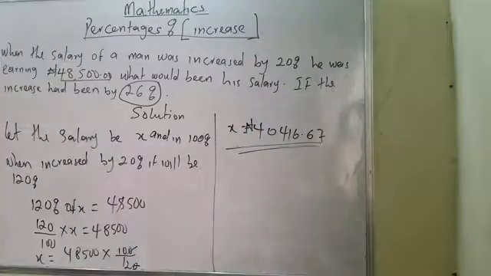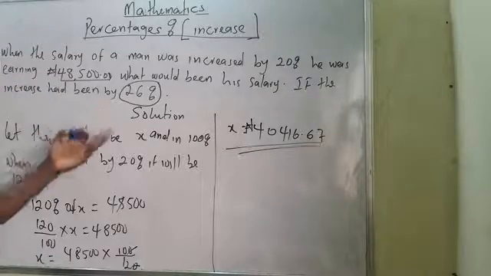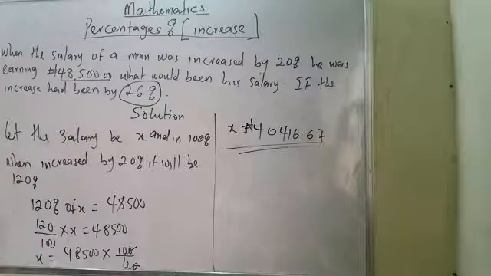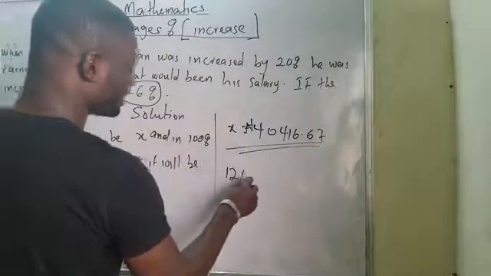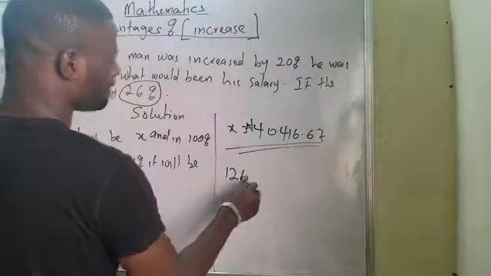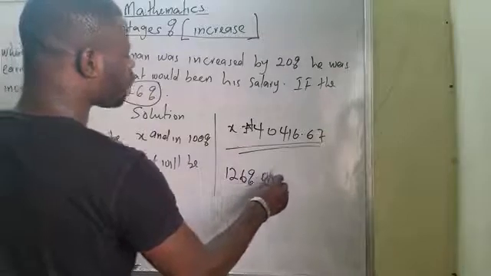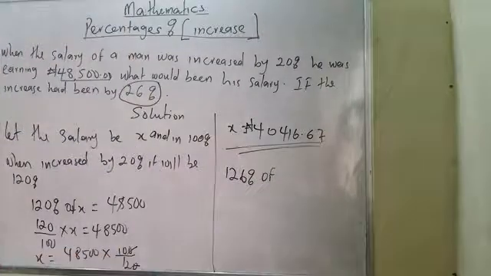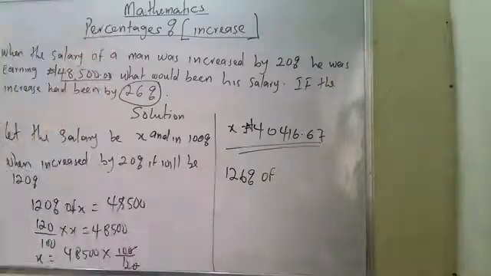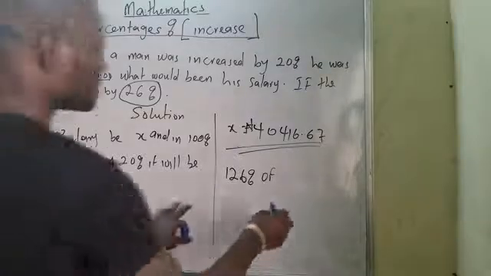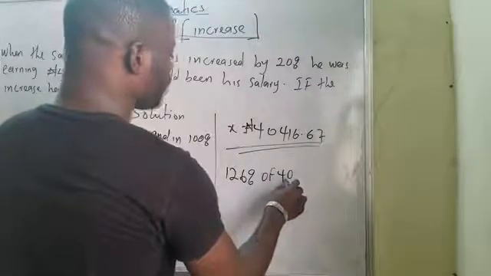Now, this is the increase. How do I get my increase? The same way, it means I'll be talking about 126% of, don't forget the same thing. What I did here is what I'm doing here also. Now 126% of 40,000 and some.